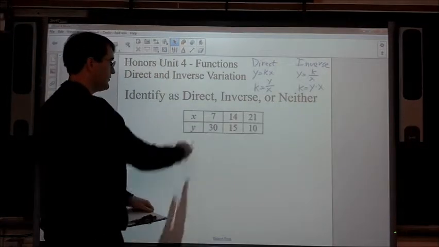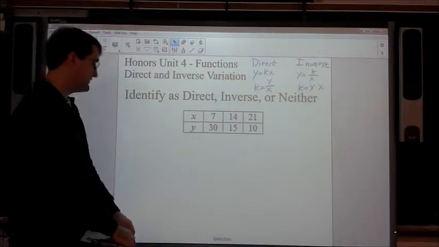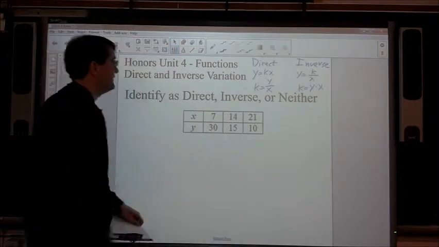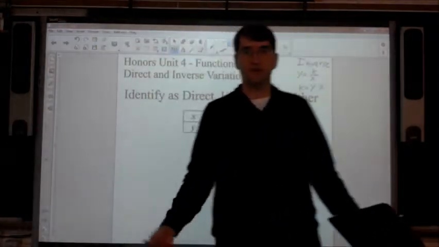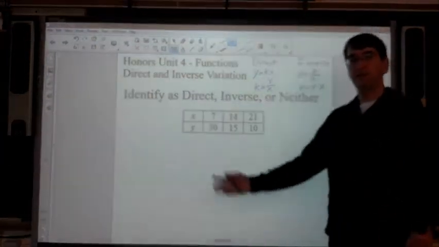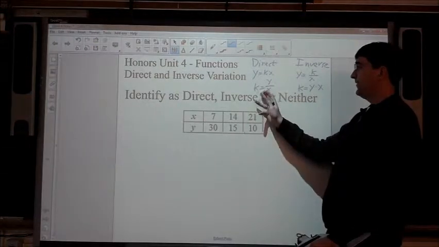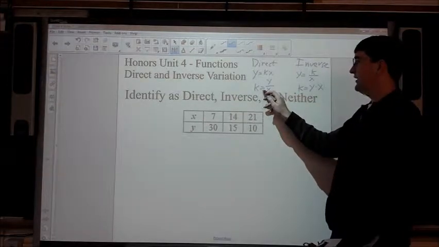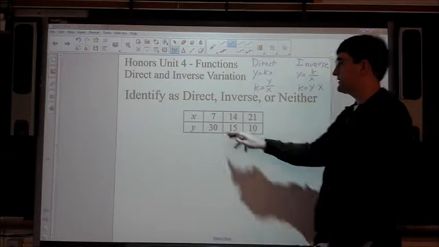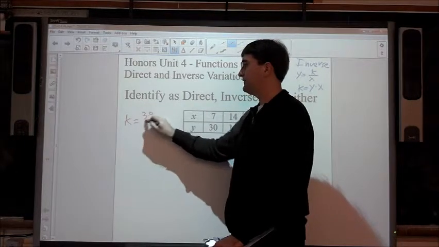So if we have a case like this, where we have a table, we want to see if this is possibly an example of inverse or direct variation. We don't know which it is, so we check with both cases. We'll try direct first. If this is an example of direct variation, then k should be equal to y divided by x. Going with that first example, it would mean that k is equal to 30 divided by 7.